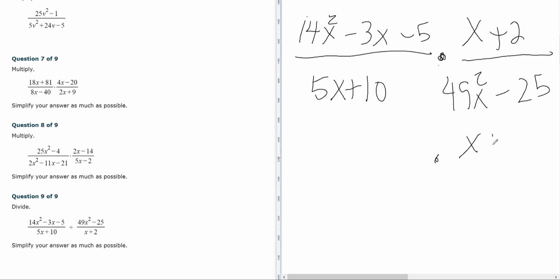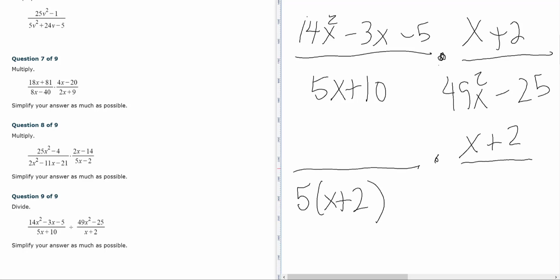So x plus 2 is not going to factor. I'm doing the easy ones first. And the 5 and the x plus 2 is here. Okay, that's that first denominator. 5x plus 10 is 5 times x plus 2. This one, the second denominator, is the difference of squares. 49x squared minus 25. Well, 49 is 7x and 7x. And 25 is 5 and 5. And you have to put a plus and a minus. Either order is fine. Now that tells me a little bit about this numerator.